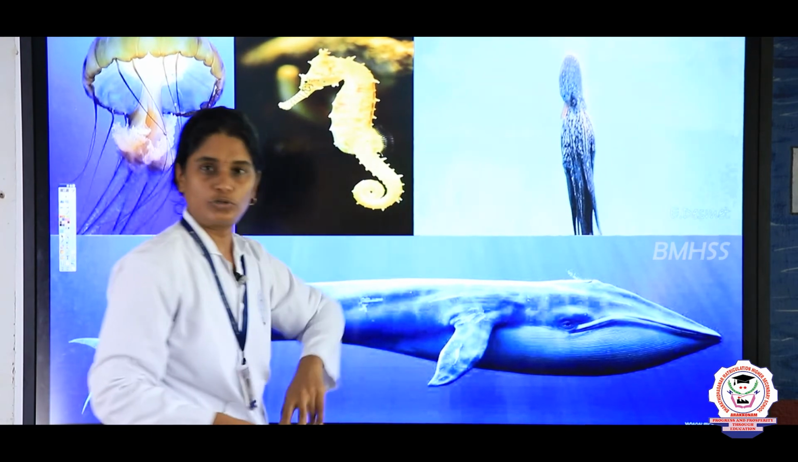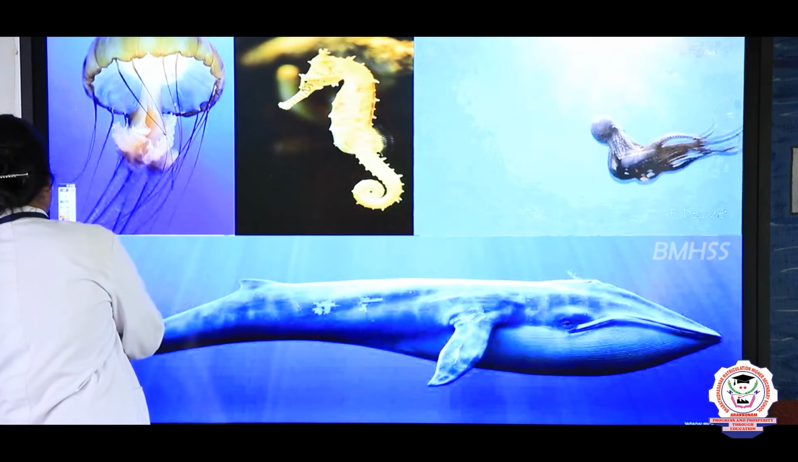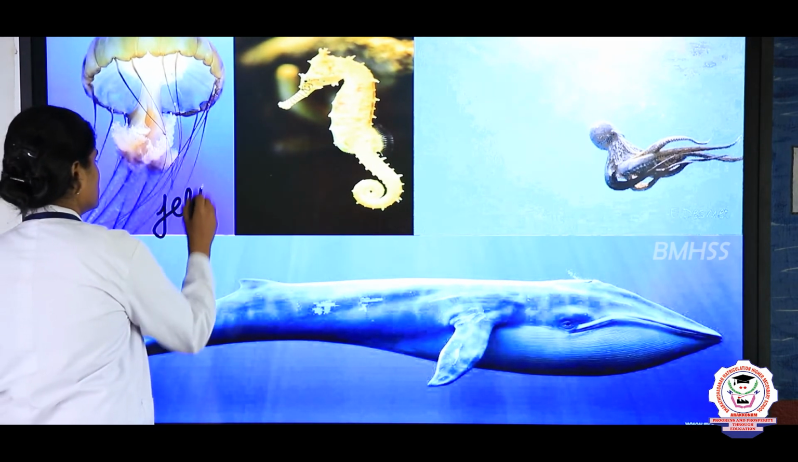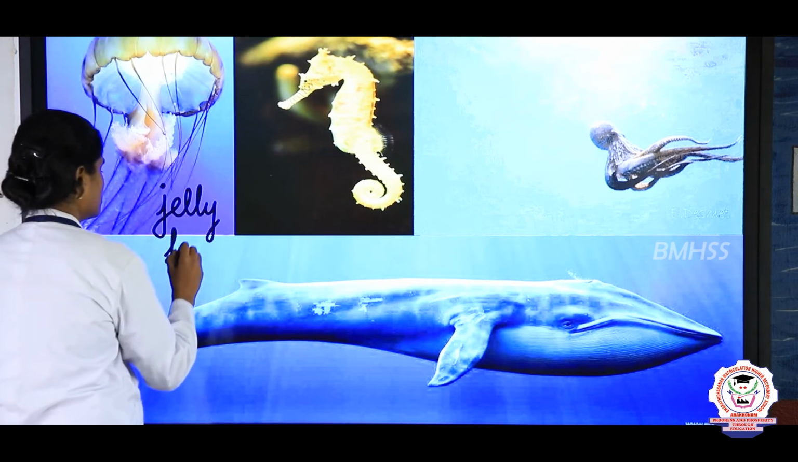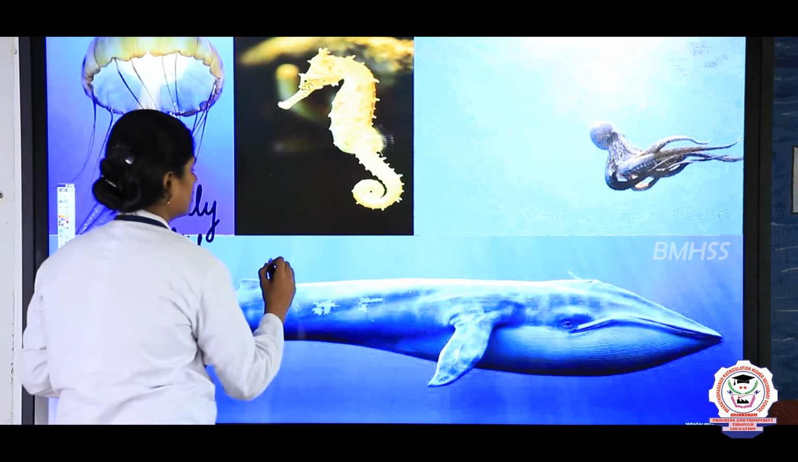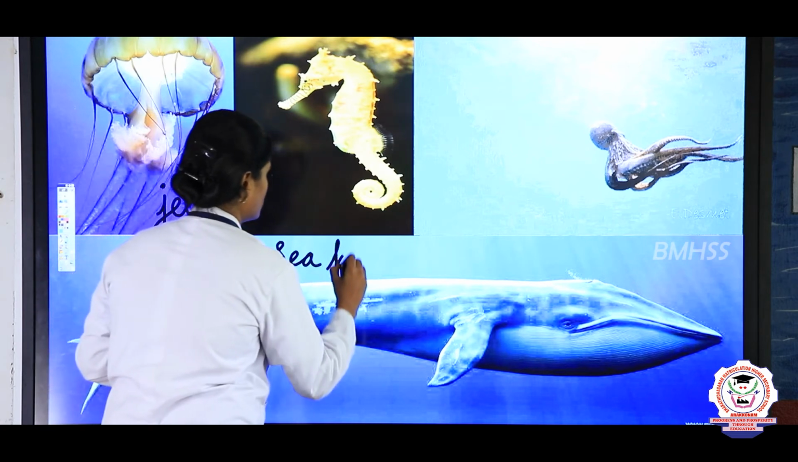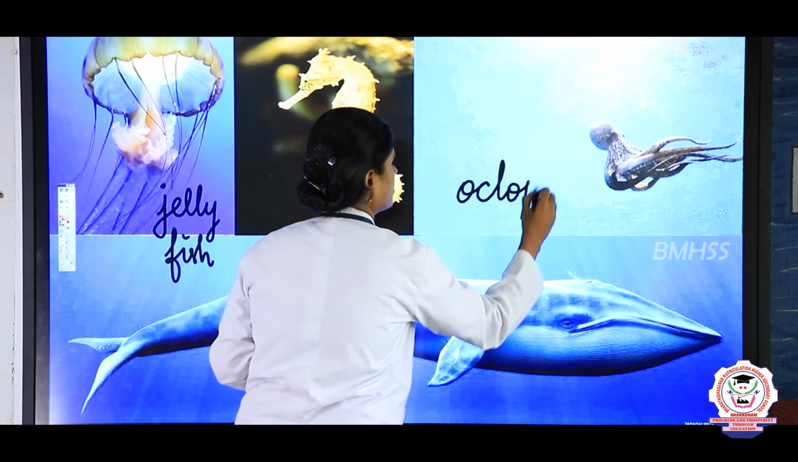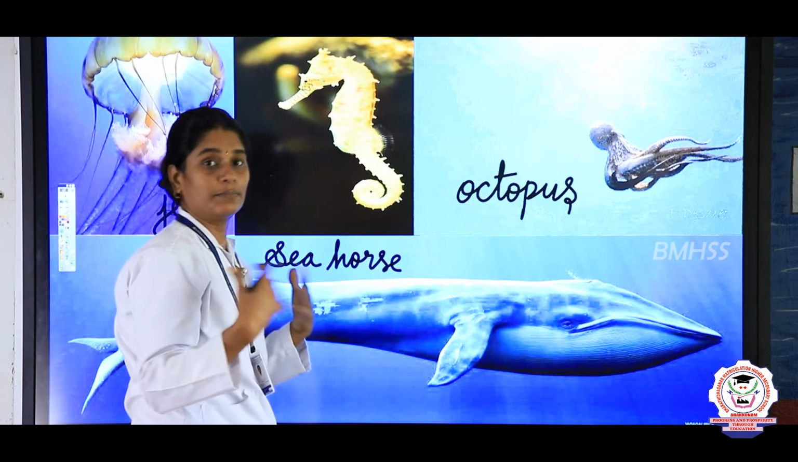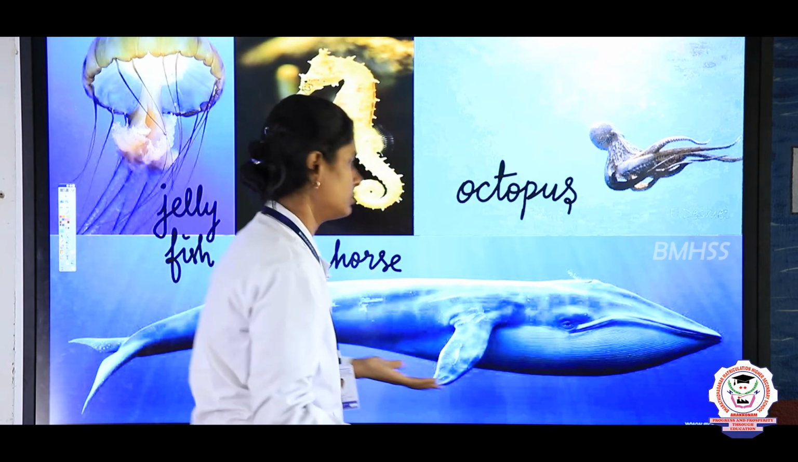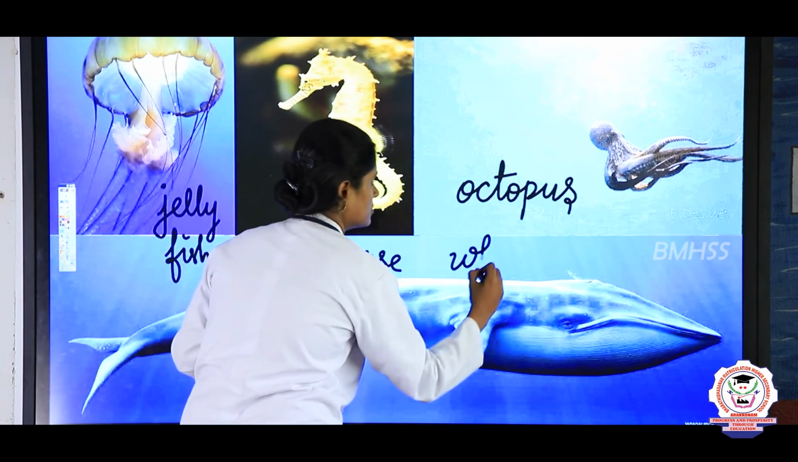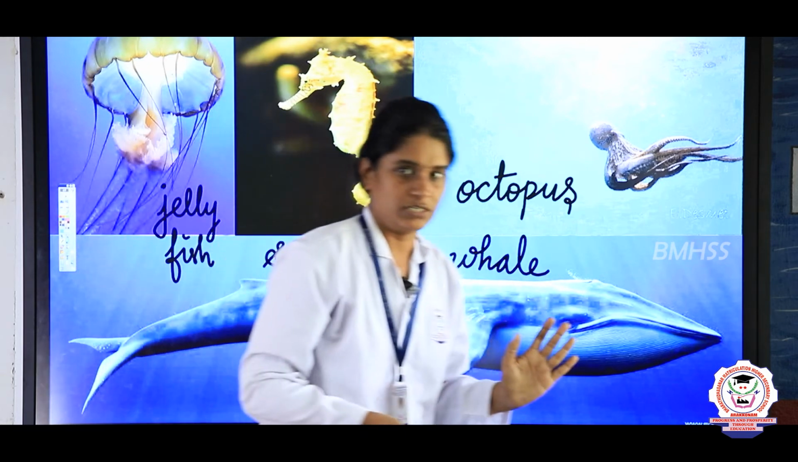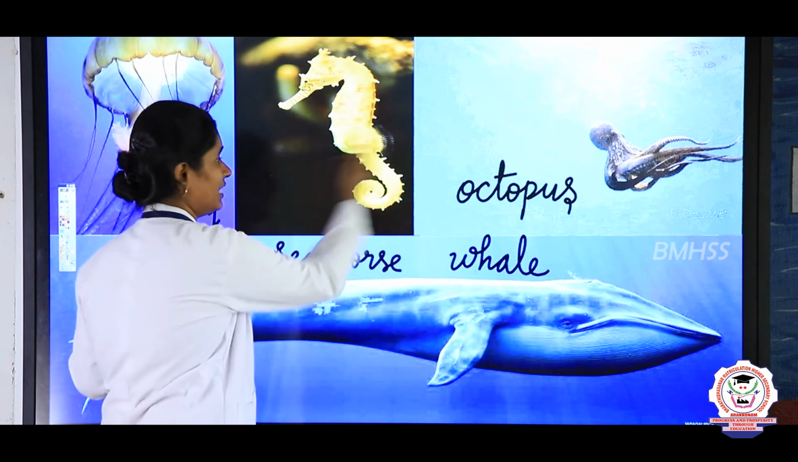So, this one is octopus, right. So, now let us write what are the animals that live in the ocean. Jellyfish, seahorse, octopus, even we can see some more fish also, right, and then whale, dolphins. So, these animals live in the ocean. So, the ocean is a habitat for these animals, right.